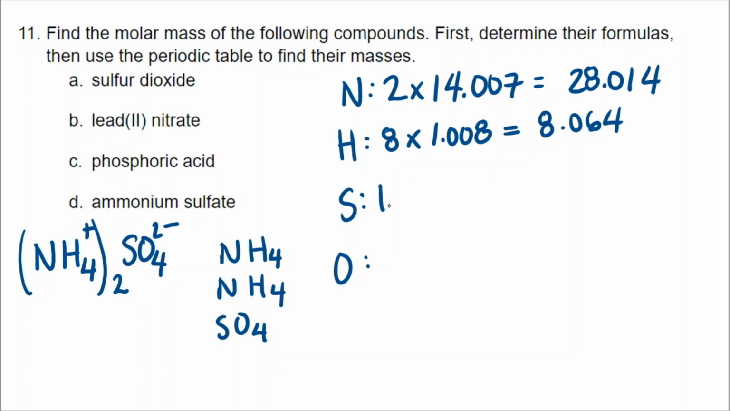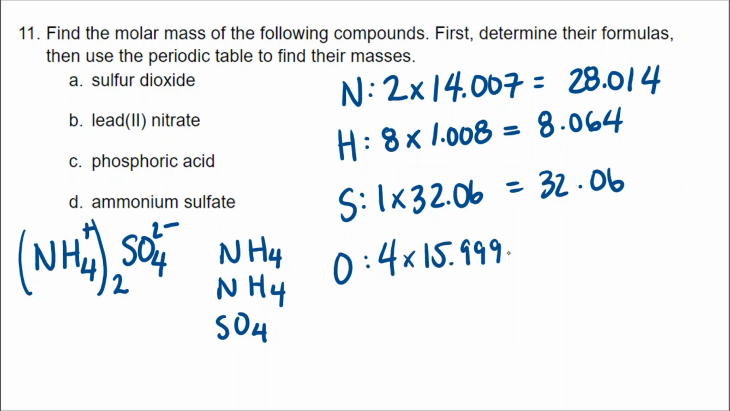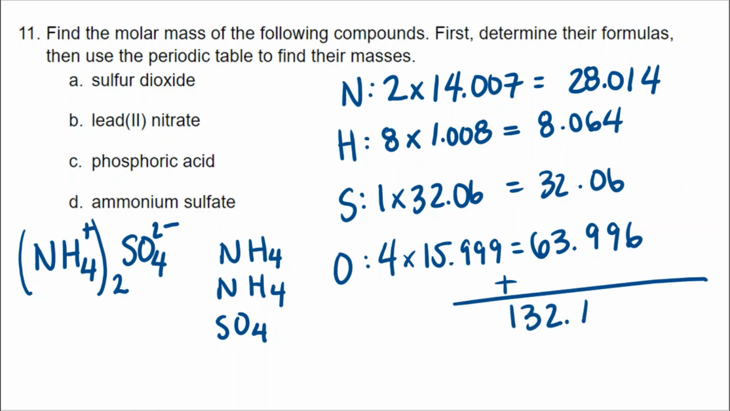Sulfur, there's only 1 of those. That has a mass of 32.06. And we've got a total of 4 oxygens. And that's going to give me this number. So once again, add it all together, and I get that my mass is 132.14 grams per mole.